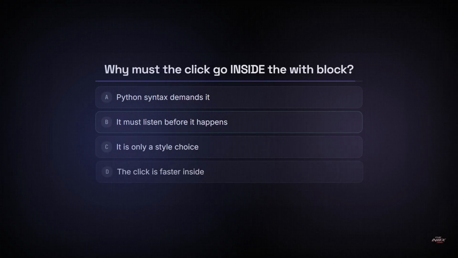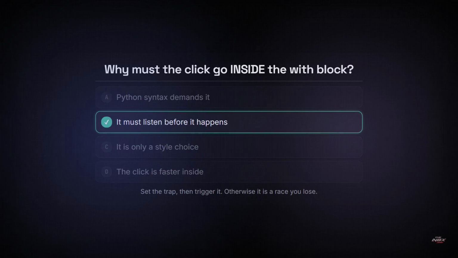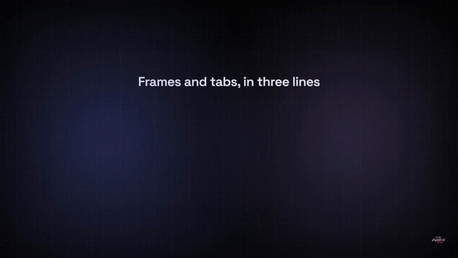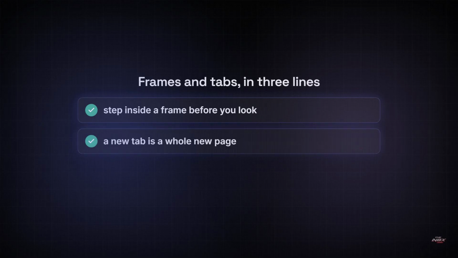Last check. Why must the click go inside the with block? Pause here if you want a longer look. Ready? The answer is B. Playwright has to be listening before the pop-up happens. So, 3 lines to remember. A frame is a page inside a page, so step inside it first. A new tab is a whole new page. And always start listening before you click.